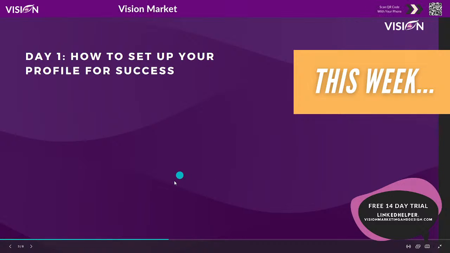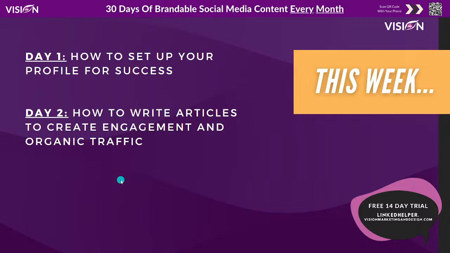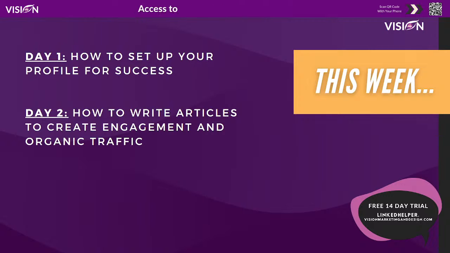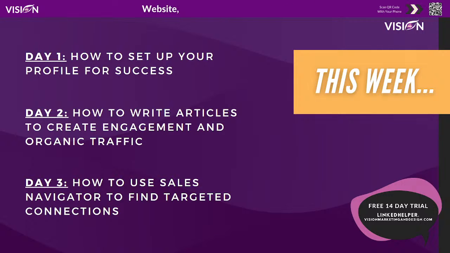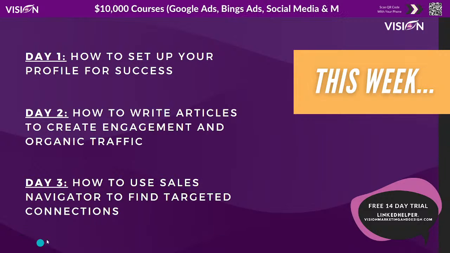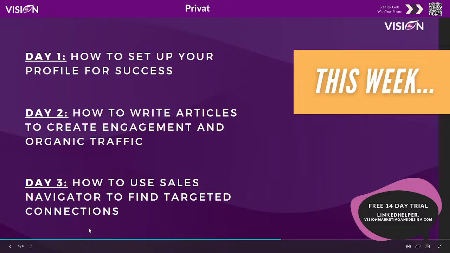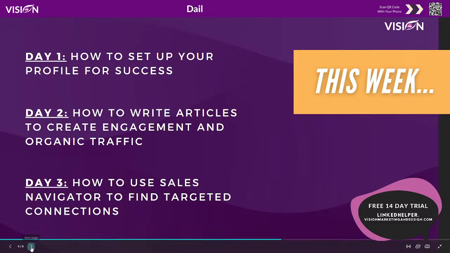On Monday, we talked about how to set up your profiles for success. On Tuesday, we talked about how to write articles to create engagement and organic traffic. And I didn't just teach you how to write the article, but I also taught you what to do with the article to make sure that you can maximize the traffic from that article. And then yesterday, we talked about how to use Sales Navigator to find targeted connections. And I went through with you and showed why you want to actually create the targeted connection list. And then today, we're actually going to talk about what to do with that list.